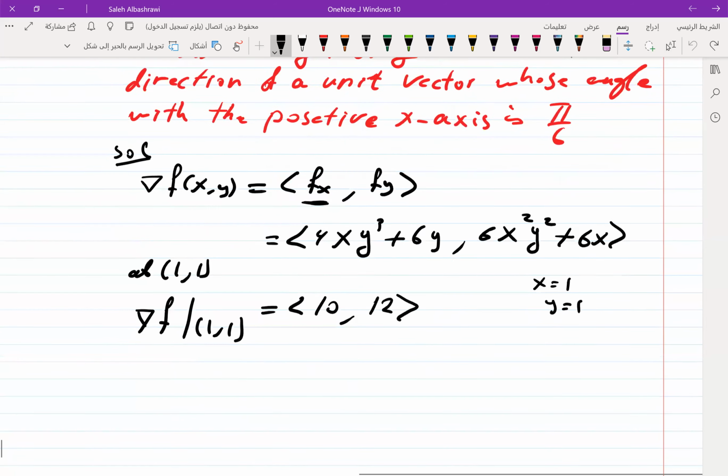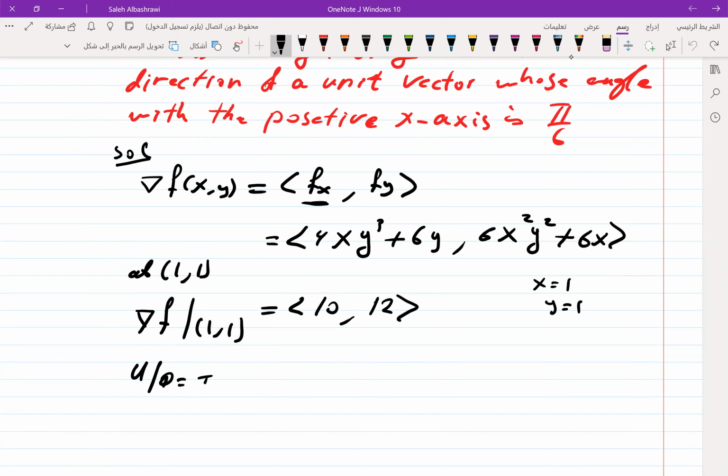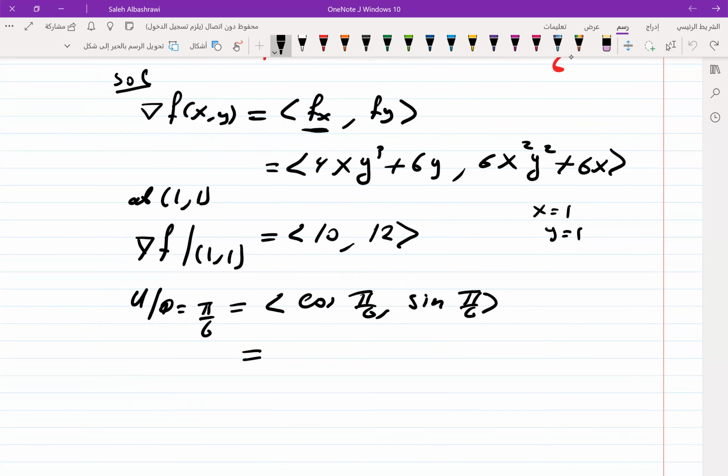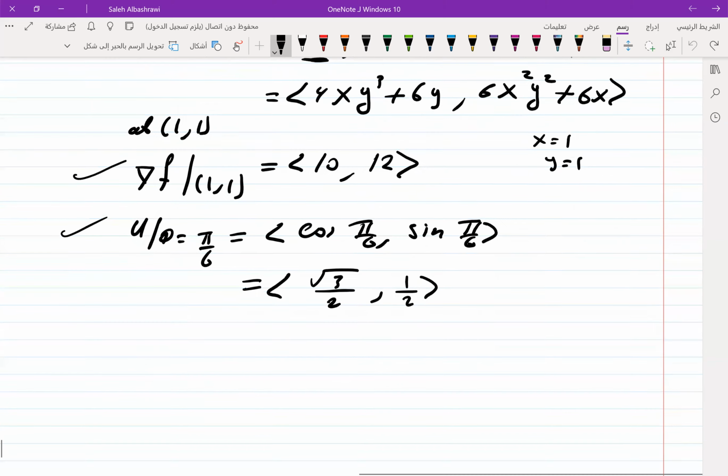Now the unit vector at theta equal to pi over 6. The unit vector is equal to cosine pi over 6 and sine pi over 6, which is equal to square root of 3 divided by 2 and 1/2. Now I have the gradient, and I have the unit vector at the given direction, theta equal to pi over 6. We can find the directional derivative.